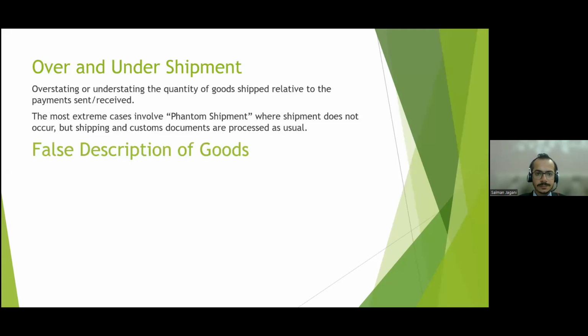False description of goods. In over and under shipment, the technique was misrepresentation of the quantity of goods. In the trade documents, it is stated that, for instance, 10 products are being delivered, but actually 20 products or only 5 products are being delivered. So that's over and under shipment.